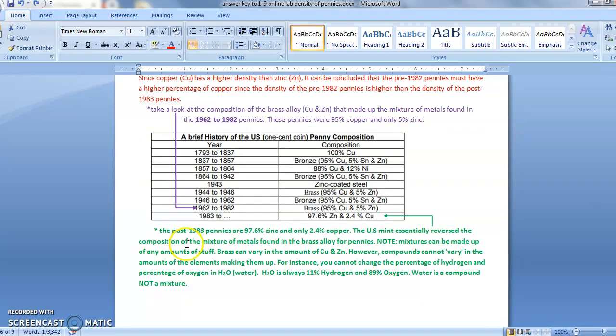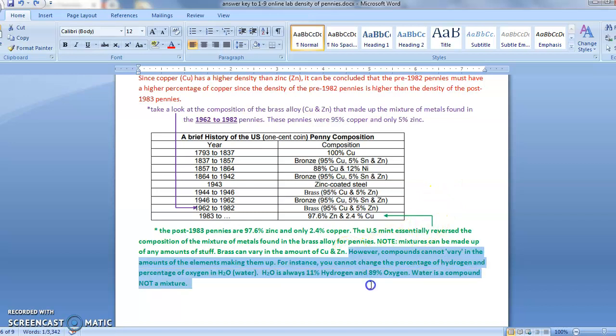So I'm going back to right here. The post-1983 pennies are 97.6% zinc and 2.4% copper. So they're mostly zinc and a little bit of copper. Their density should be a lot lower. It should be closer to zinc. The pre-1982 pennies, their density was higher because there's 95% copper and 5% zinc. So when you change the percentages of the substances in a mixture, the density changes.